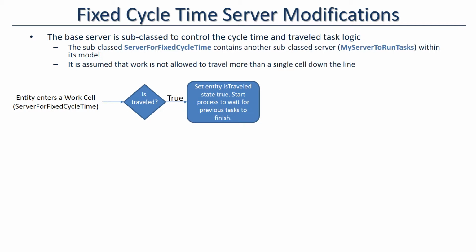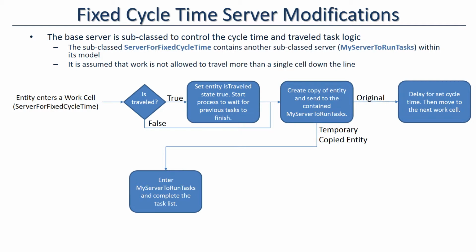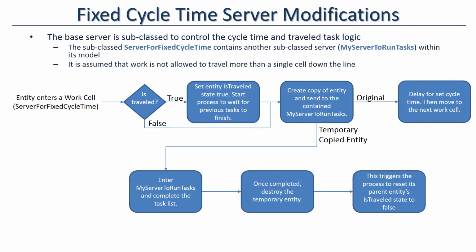We set a property to is traveled if this is true, and we start a process to wait for our previous task to finish. If it's false, we just move on and create a copy of our entity to send to the contained MyServer to run tasks. The original one just delays for set cycle time, then moves on to the next work cell. Our copied entity enters the MyServer to run tasks and completes the task list. Then once completed, it is destroyed, which triggers the event that resets our is-traveled state on our parent entity to false.